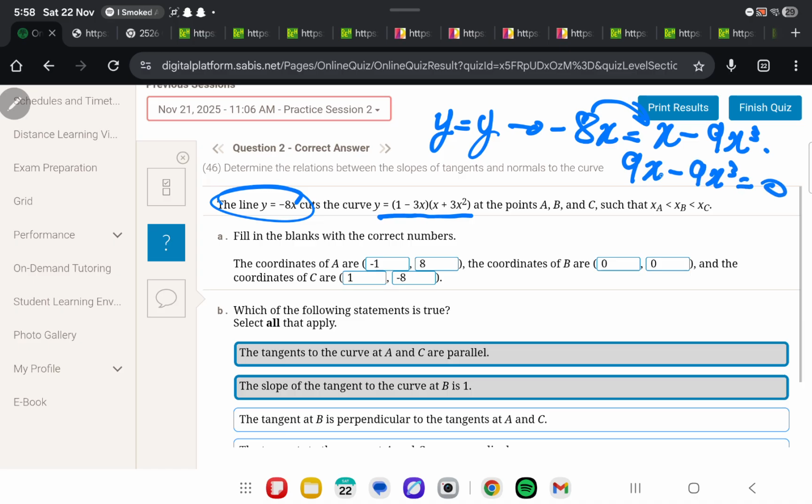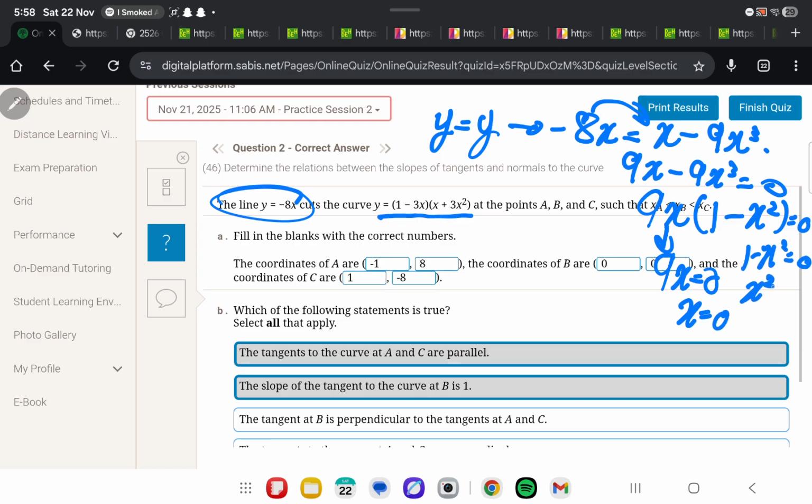equal to 0, right? Now, you either solve this on your calculator or very easily, you can take out 9x as a common factor, so you'll get 1 minus x squared equals 0. Now, this means that 9x will equal 0. What does that mean? x is equal to 0. It means that 1 minus x squared is equal to 0, which means that x squared is equal to 1. So x is equal to plus or minus 1.